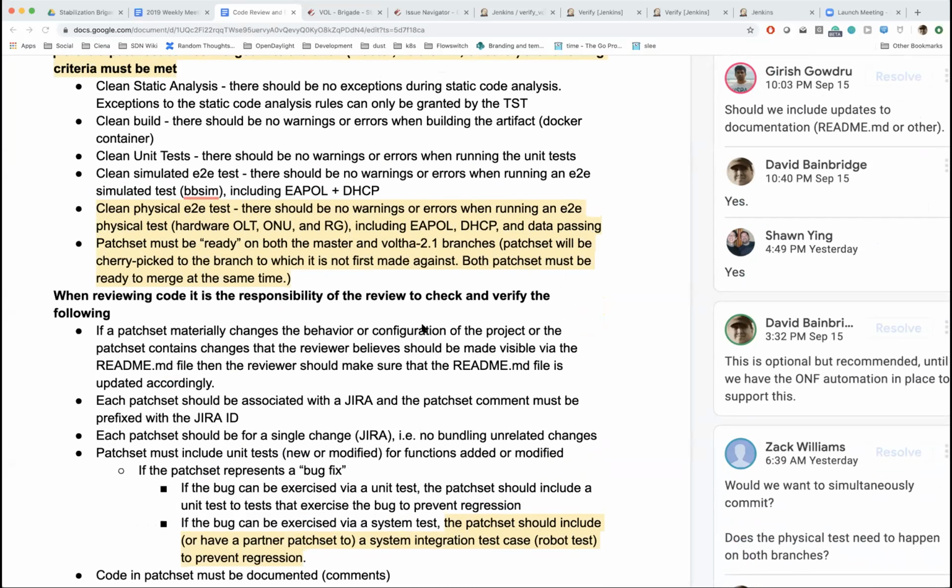In theory, once this is all automated, you will get a +1 for the simulated verification as well as a +1 for the physical hardware verification. So even if you personally do not have hardware that you can do testing on, your patch set will be run on hardware before it's verified and able to be submitted. Does that make sense? Yes, it does. Thanks.